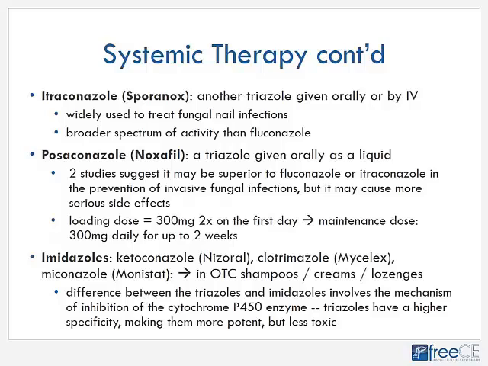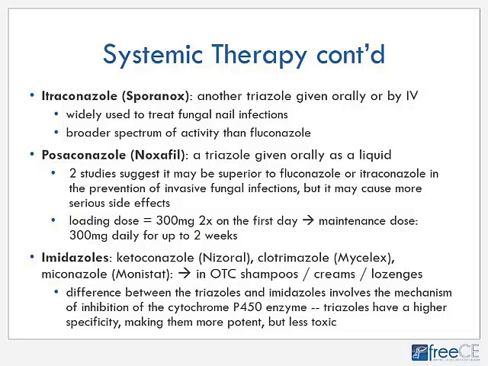Sporanox, another triazole, is given orally or by IV. As I mentioned, it's widely used to treat fungal nail infections, and it seems to have a slightly broader spectrum of activity. Posaconazole, a triazole, is given orally as a liquid. A couple of different studies suggest it may be superior to other triazoles in the prevention of invasive fungal infections, but on the other hand, it may cause more serious side effects. The loading dose is 300 milligrams 2 times on the first day, and the maintenance dose is 300 milligrams daily for up to 2 weeks.